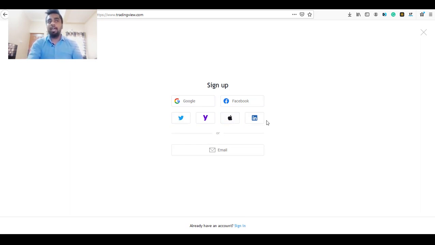Also, you can use your personal email ID and create an account. It's a 1 minute process. You have to fill in the details and you will get a verification code in your email. Then you can click that link, and your account will be activated.